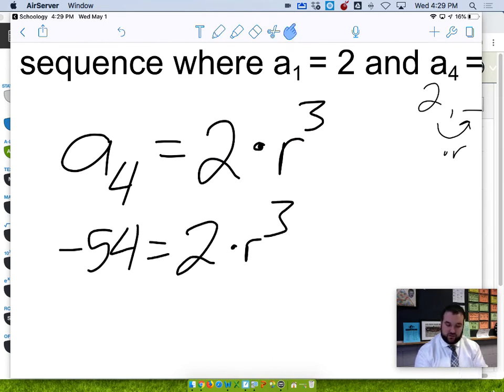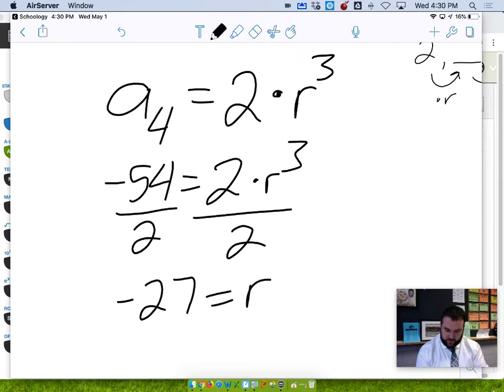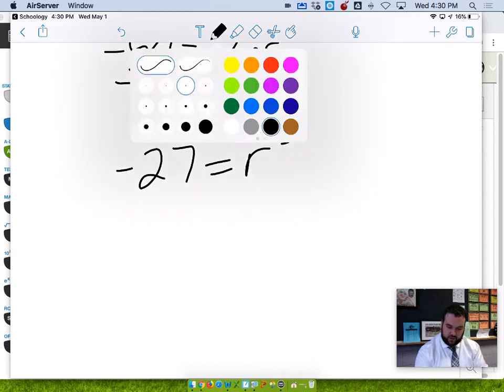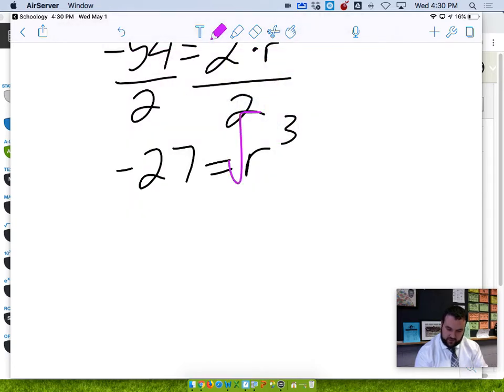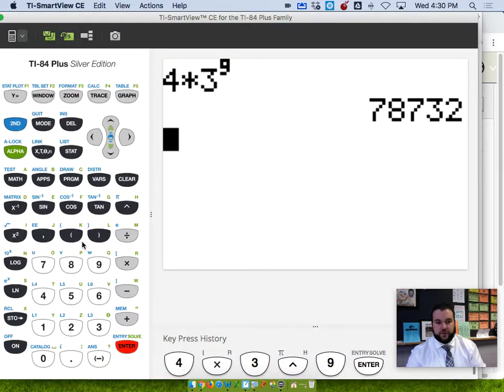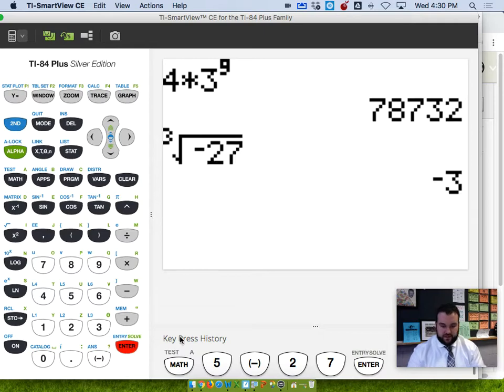So now I can actually just solve for the common ratio by first dividing by 2. So there's a little bit of algebra here. We get negative 27 equals what number raised to the third power? Anytime you're trying to solve for r like this, I'm going to take the third root of both sides. I'm going to take the third root of r to the third and the third root of negative 27. If you recall, to do the third root, which was back in chapter 6, we do 3 math 5. That gives us the third root of negative 27, and that is negative 3.